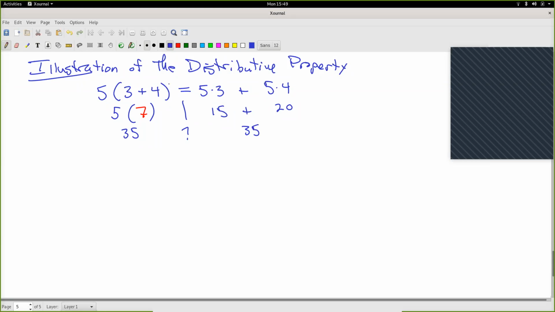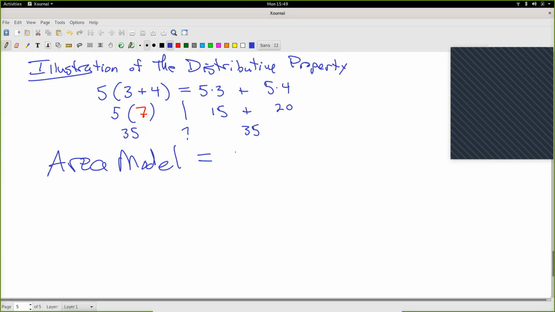Okay, so the distributive property gives us a way to violate the order of operations, but still get the right answer. And so anytime you can violate the order of operations in a standard way, that's called a property of some kind. Okay, so next, the area model, I think, is the best illustration.